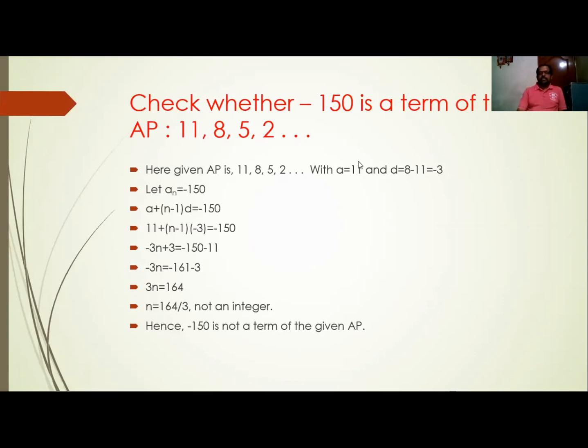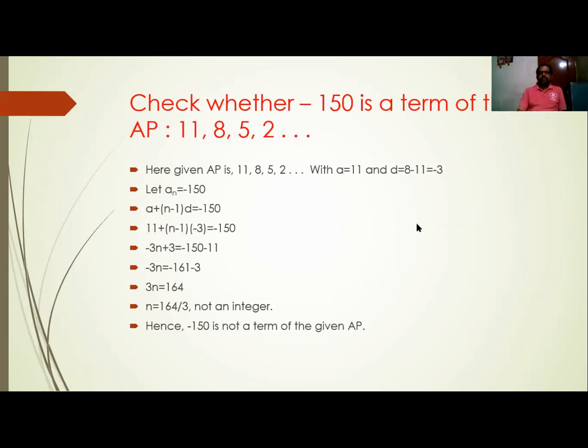In that case, consider that number as an, use the formula for an, substitute the known terms, that is the values of a and d, and find the value of n. If you get the value of n as a positive integer, then you can say it is a term of the AP, otherwise it is not a term of the AP. Okay, so this is the way to solve such type of example.